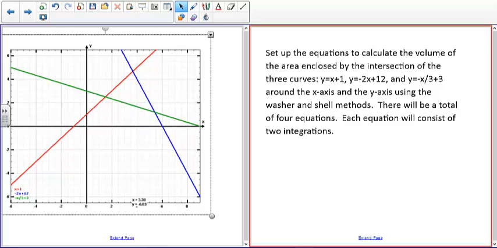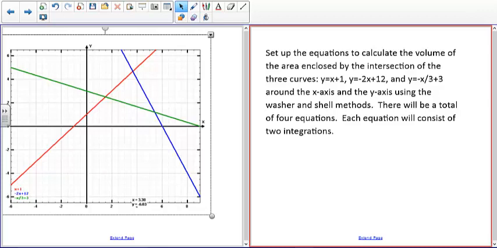So it says set up the equations to calculate the volume of the area enclosed by the intersection of the three curves. So it's three straight lines. Y equals x plus 1, which is the red curve. Y equals 2x minus 12, which is the blue curve. And negative x over 3 plus 3, which is the green curve. And you can tell that just by the intersections.